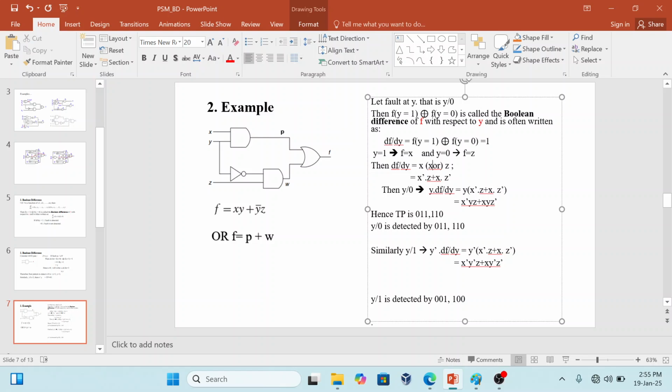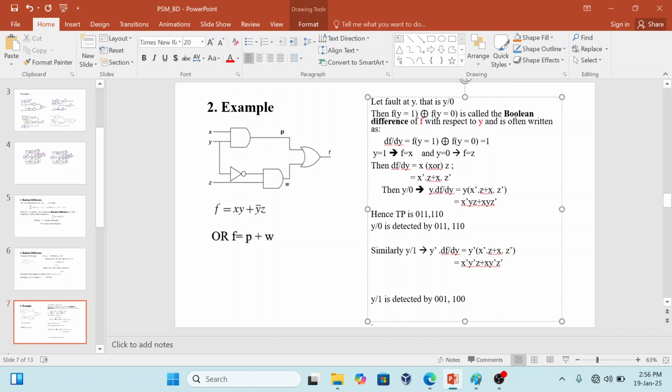That means the Boolean difference of f with respect to y that we got is the XOR operation of x and z. Since y is stuck at 0, I will be rewriting that expression as y into df by dy. So substitute the value of df by dy as x XOR z. So I will be rewriting the expression as x bar yz plus xyz bar. So the test patterns are 0, 1, 1 and 1, 1, 0. These are the two test patterns which are able to detect y stuck at 0.